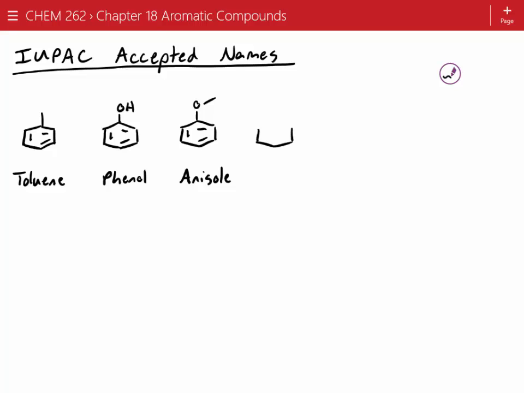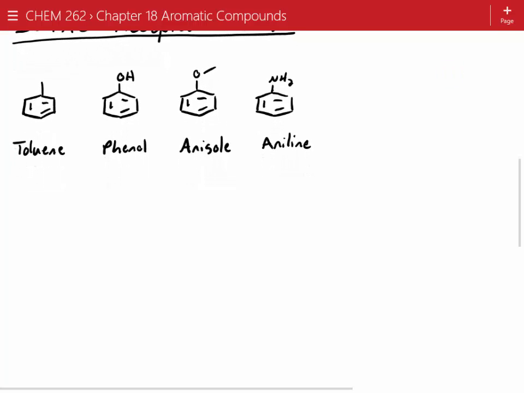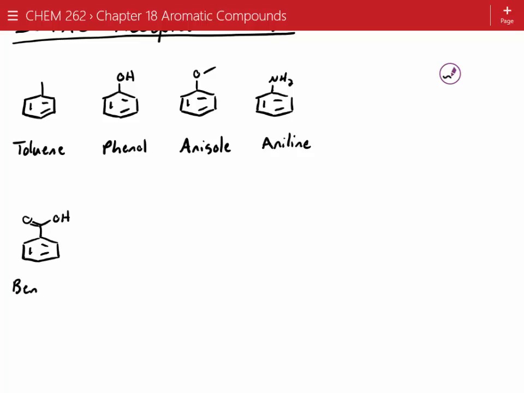The next IUPAC accepted name is if we have an amine. Some people will call this aminobenzene. The more common name is aniline. The next one, I'm going to scroll down, is if we have a carboxylic acid coming off of there. Does anybody have an idea what that might be called? Yeah, benzoic acid, and we'll cover naming of carboxylic acids later next term. So this is benzoic acid.